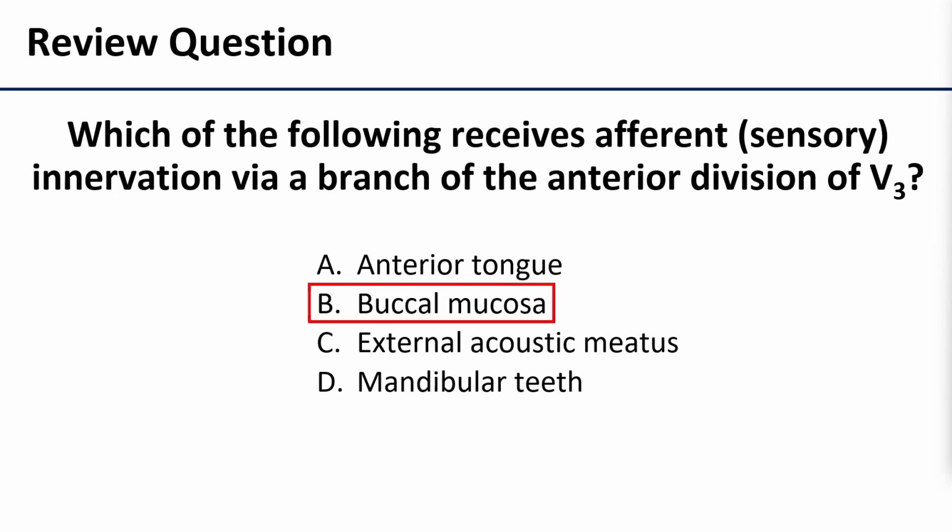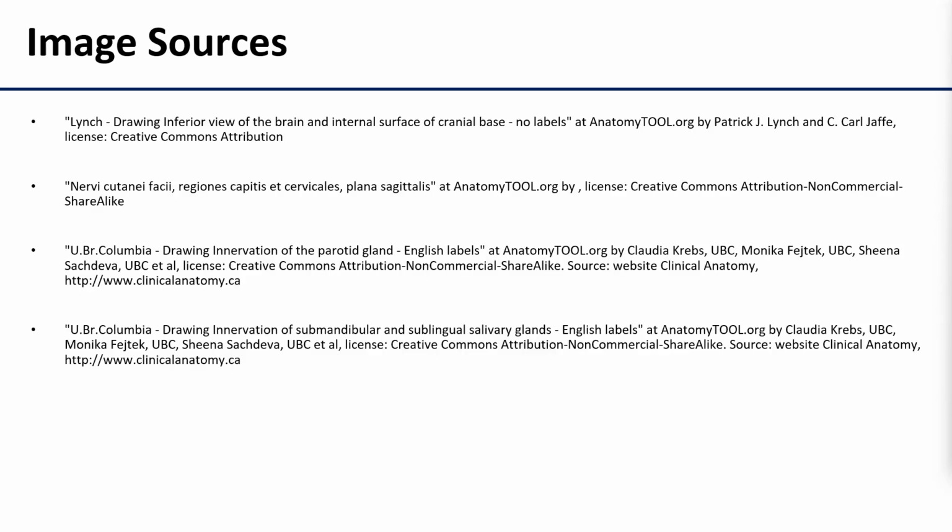And the correct answer here is B, the buccal mucosa, and that will be coming via the buccal nerve, which was the only sensory branch of the anterior division. And that brings us to the end.